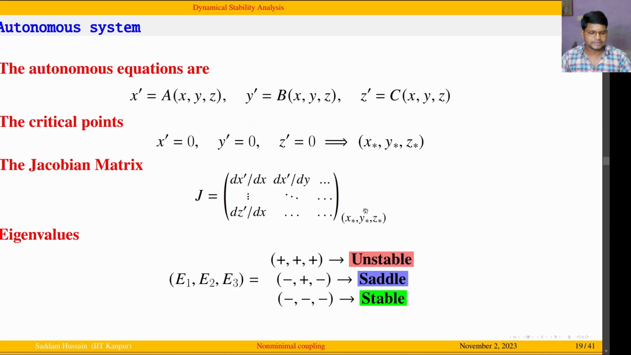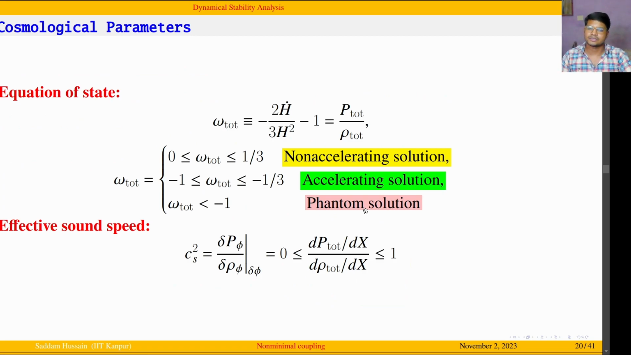Now, besides the stability, we require one additional thing: whether the critical points are accelerating or non-accelerating, because some of the critical points can exhibit accelerating solutions and some cannot. This is required because our universe has gone through multiple epochs. First it was radiation dominated, then matter dominated, and now it is in an accelerating phase.